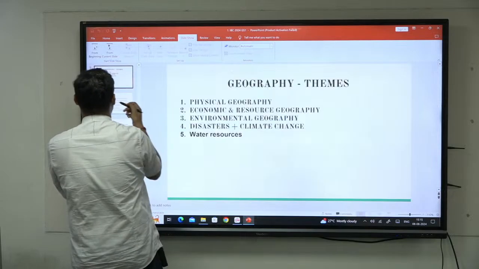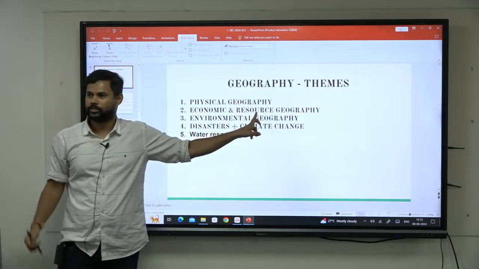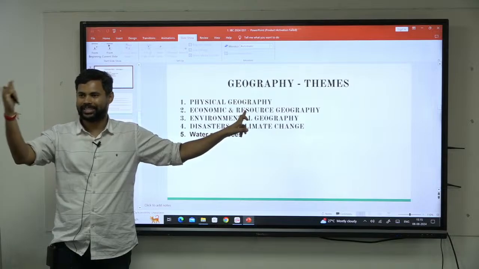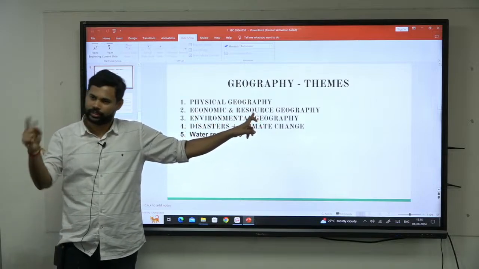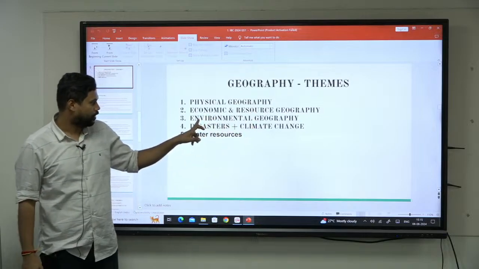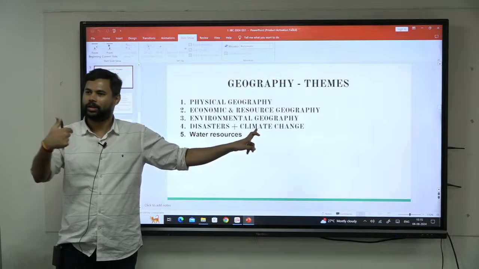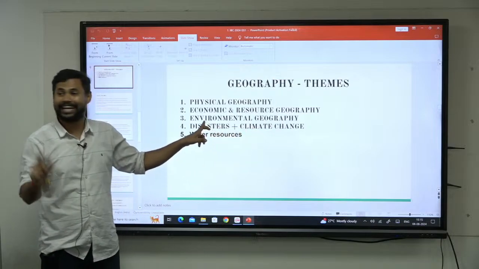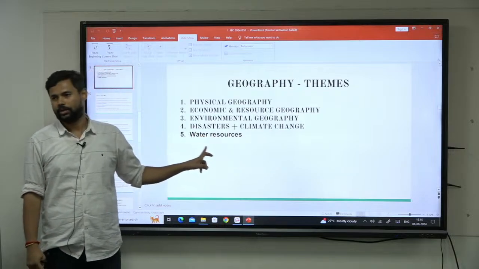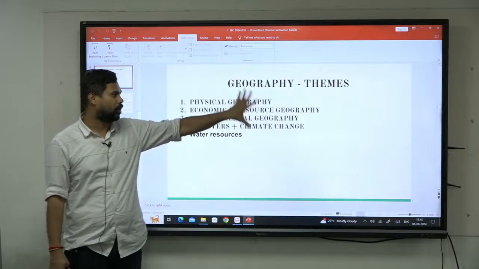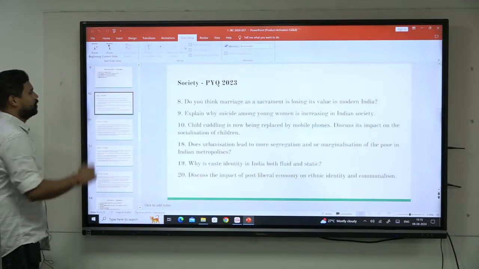I have put this basically. Physical geography means the geomorphology, climatology and oceanography. Economic and resource geography, both India and the world. Then you have environmental geography. Obviously, that landslides and all, you can mark it there also. That is what I have taken. Interlinking of rivers, I have put it here. It is fine. Disasters plus climate change and water resources. This is broadly what I have just created. All right. Let us move to the society part.